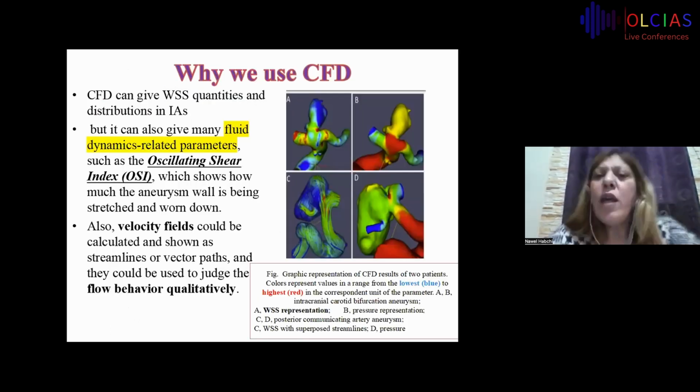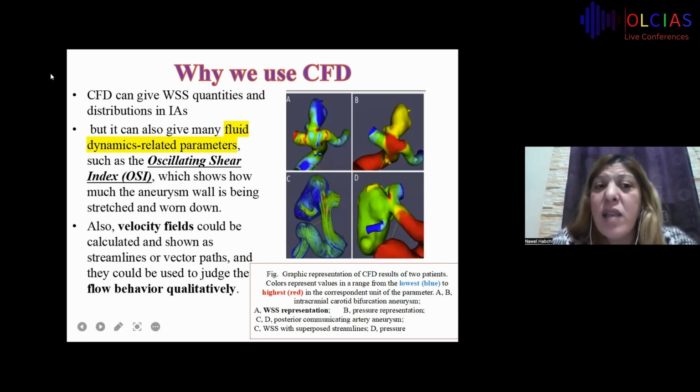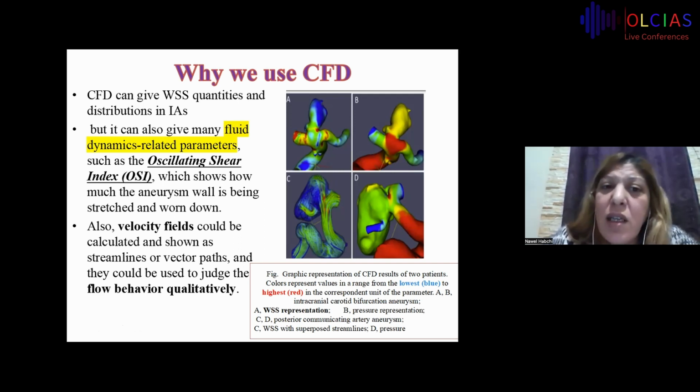You may pose a question: why do you use this computational fluid dynamics? We use this in order to give some information about wall shear stress, the quantity of this stress, and also its distribution in the aneurysm. CFD also gives information about dynamic parameters like the oscillating shear index. This index gives you the information of how much the aneurysm wall is being stressed and also how much the aneurysm wall is worn down.